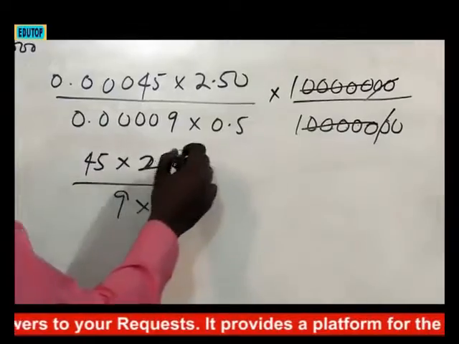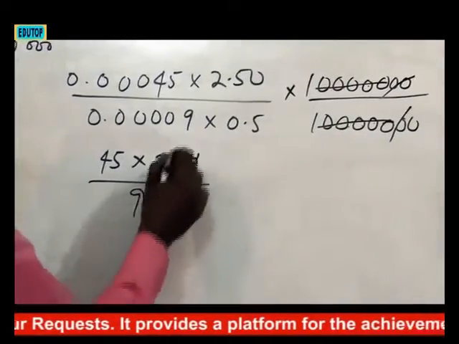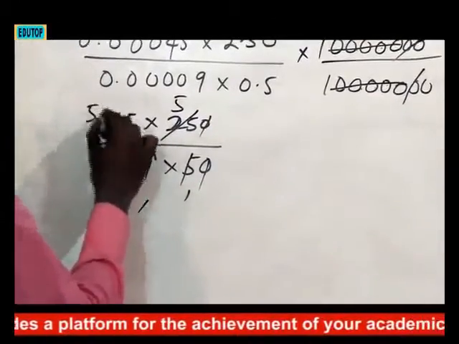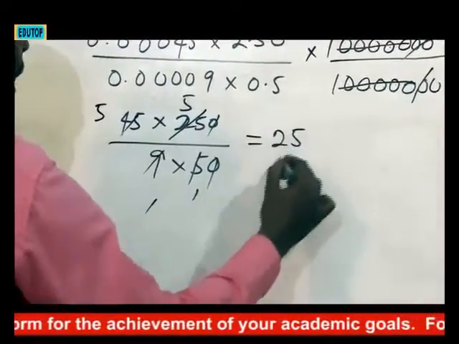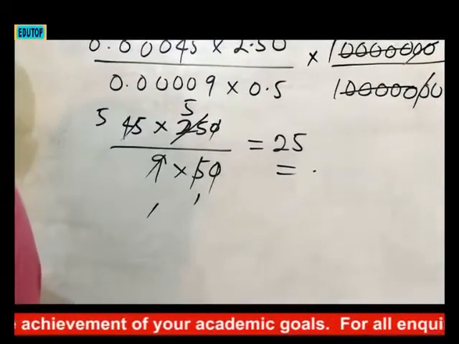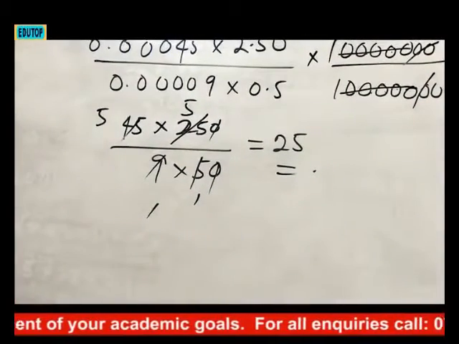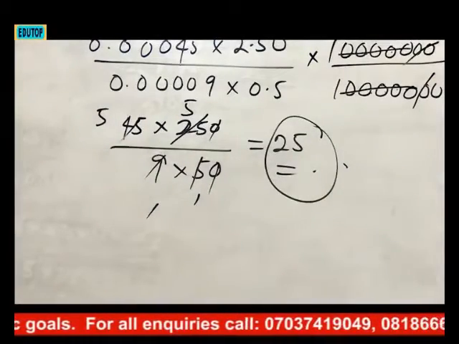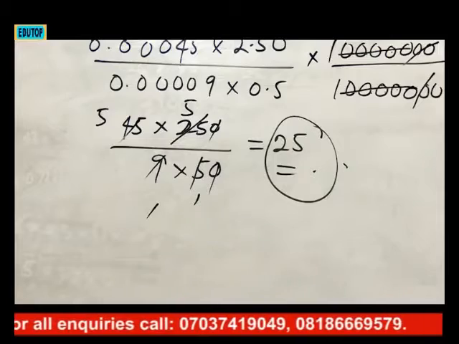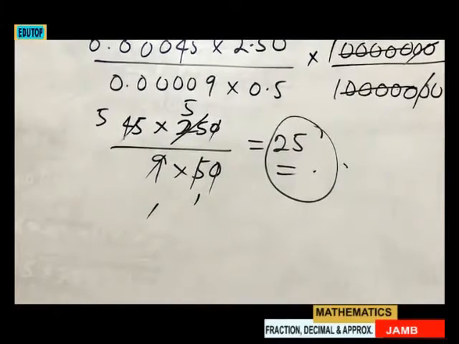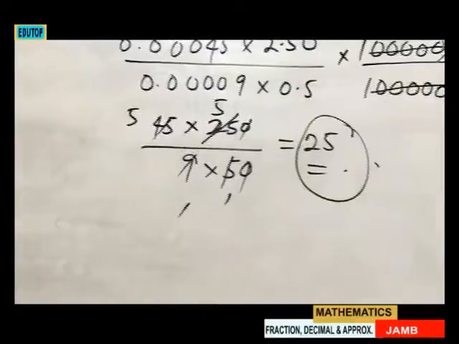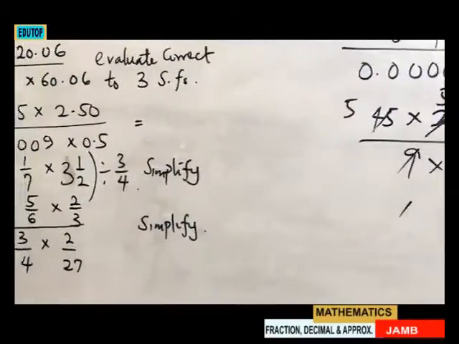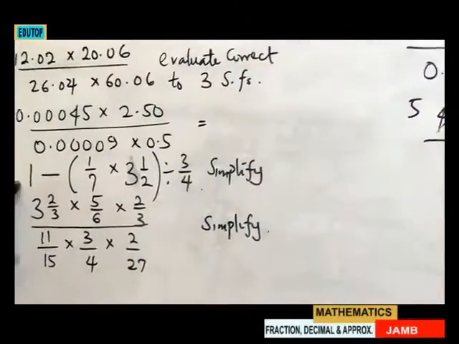Now, 0 can cancel 0. 5 here 1, 5 here 5. 9 here 1, 9 here, 5. 5 times 5, 25. So the answer to this question is 25. So all we just need to do here is to evaluate. Since we have to evaluate, we'll simplify. So the answer to question number 5 is 25. So the next two questions that we have here are fractions, especially the one where we employ the use of odd mass, which is the sixth one.